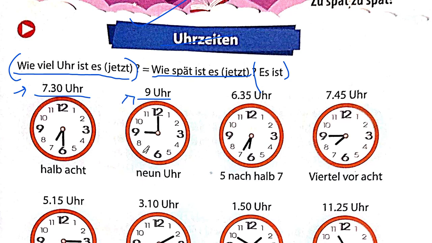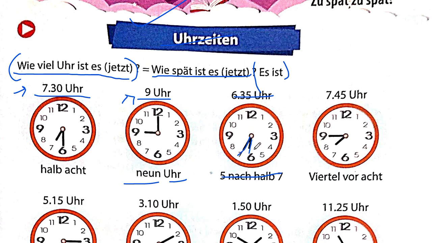9 Uhr. This is 9. You will simply say 9 Uhr. It looks like this on the clock. Now, how to do these kinds of questions? They will give you a clock and ask you to say the answer. So first you look at the clock and see what the time is. You can see here it's 6 and this is 35.